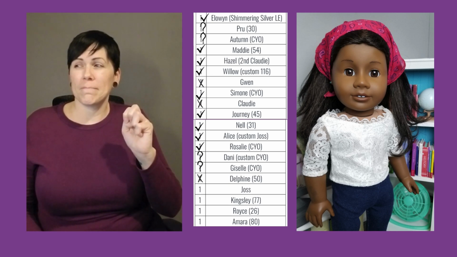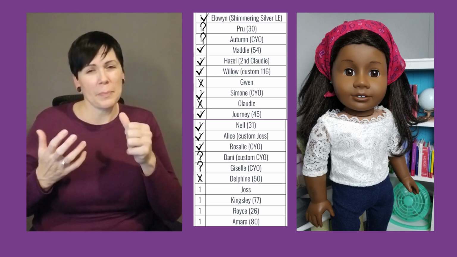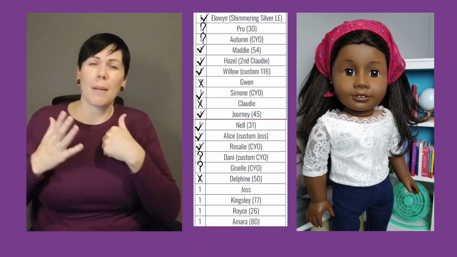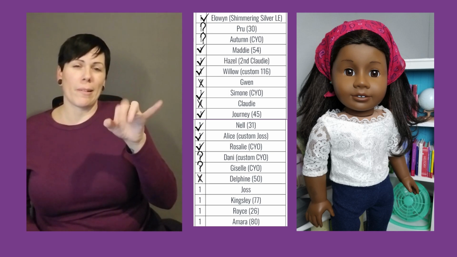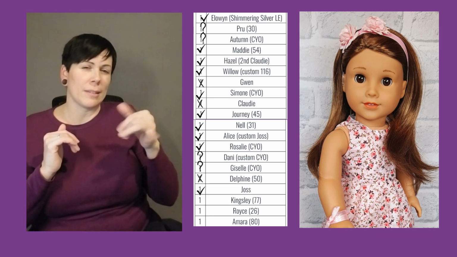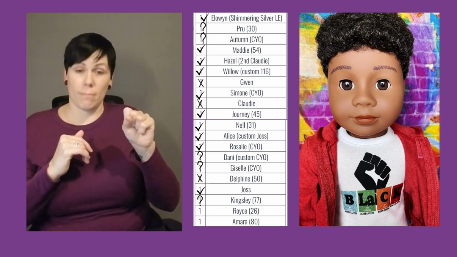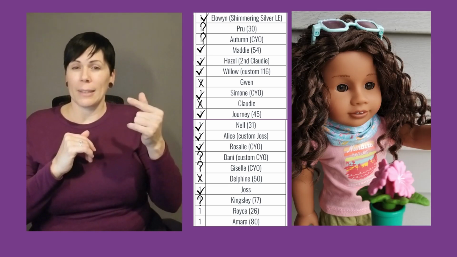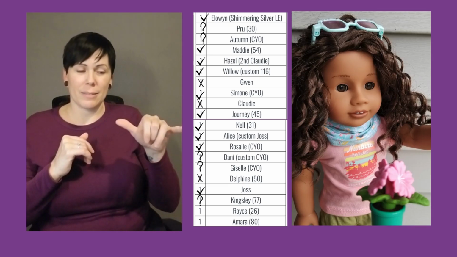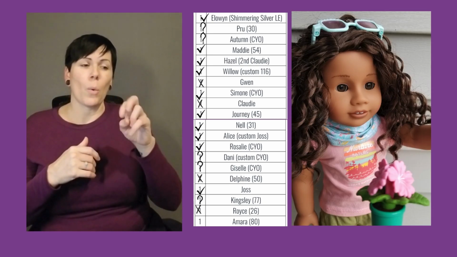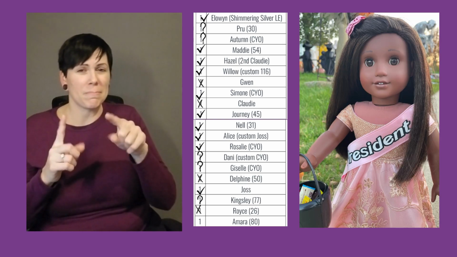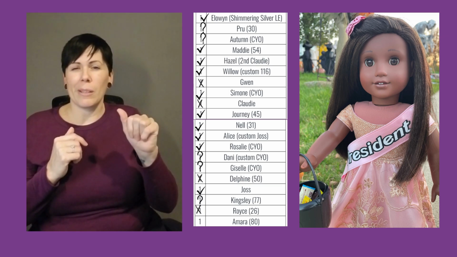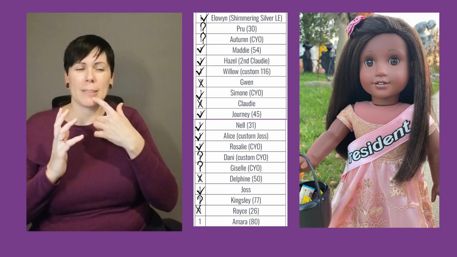Delphine, probably not, just because I'm more attached to Journey and Lyric, our 45s, than I am to Delphine, but she's really pretty. Joss, yes. Kingsley, probably. Royce, I don't know, I love her, but I don't know that she would make my top 20. Amara, I think I said before, I really like her, but probably wouldn't make my top 20.